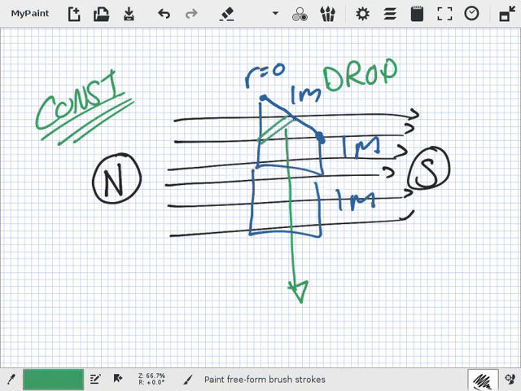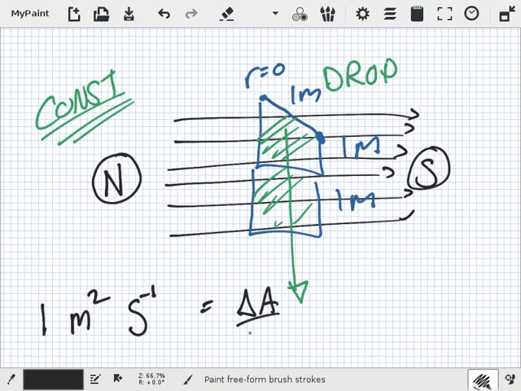How big are these areas? They're 1 meter squared. And how quickly do I get them? I get them every second. So it's 1 meter squared per second. That's the delta A over the delta T. It's how quickly the area is being drawn. Do you understand? It's like how quickly I make the rectangles.